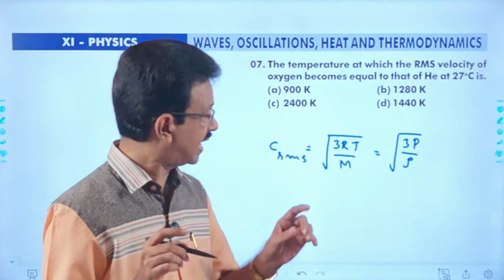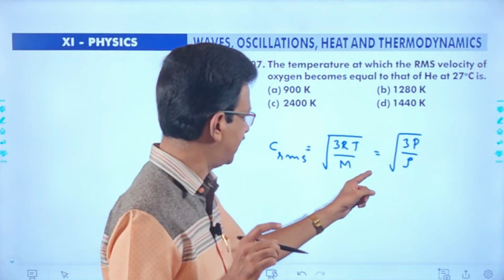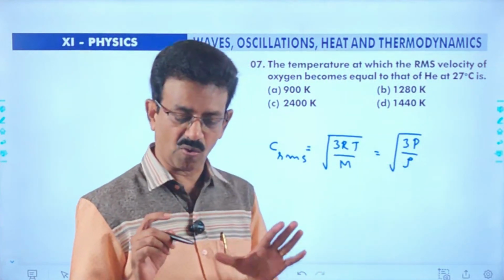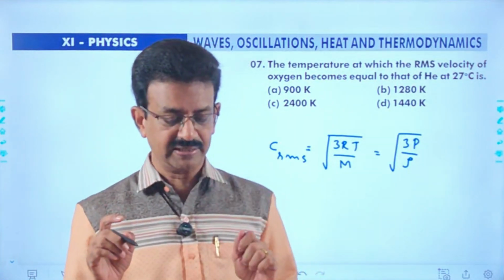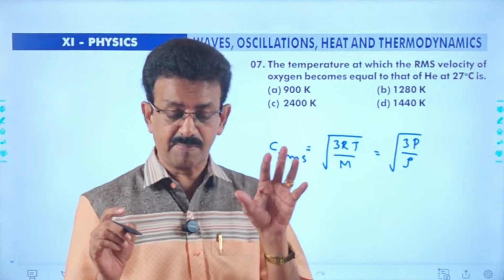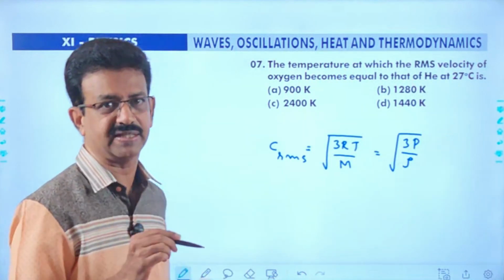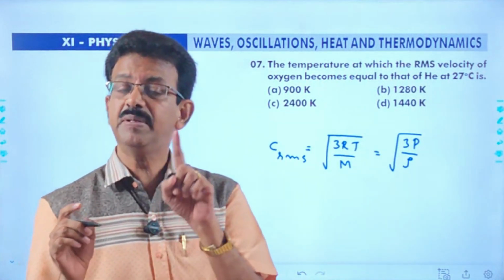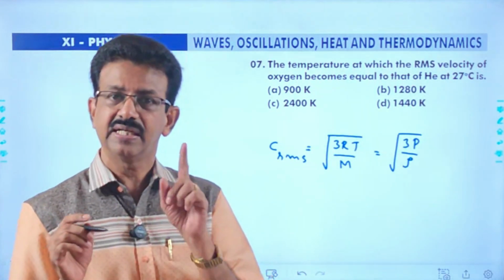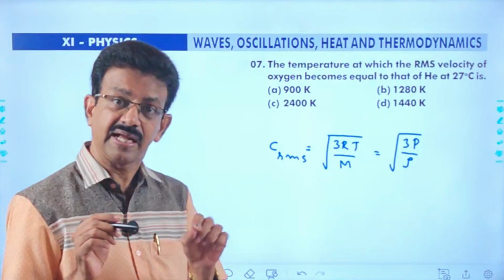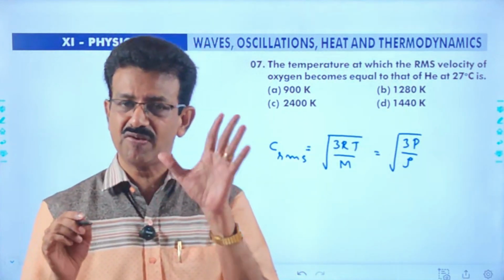Here, there are two expressions for RMS velocity: root of 3RT by M, and also root of 3P by rho. But here the equipartition theorem is also applicable. The question is: at what temperature does the RMS velocity of oxygen become equal to that of helium at 27 degrees Celsius? Helium is a monatomic gas and oxygen is a diatomic gas. Therefore, according to the equipartition theorem, for a diatomic gas, 3 becomes 5.